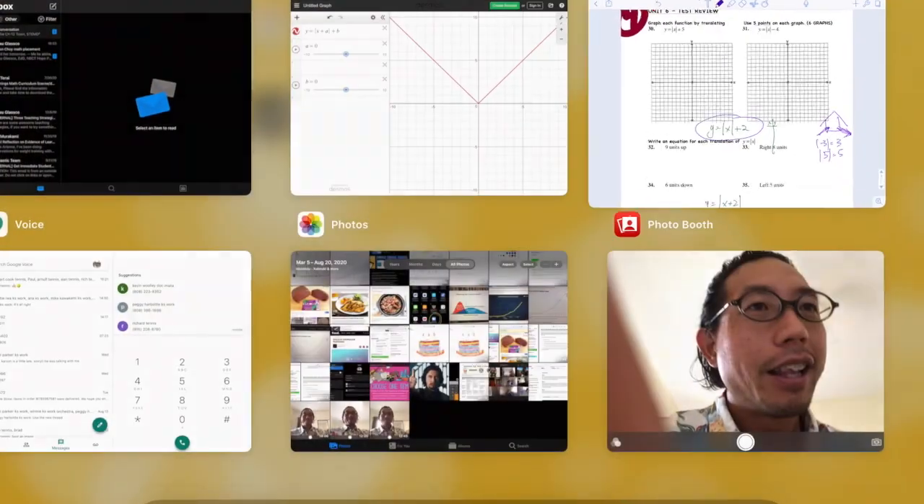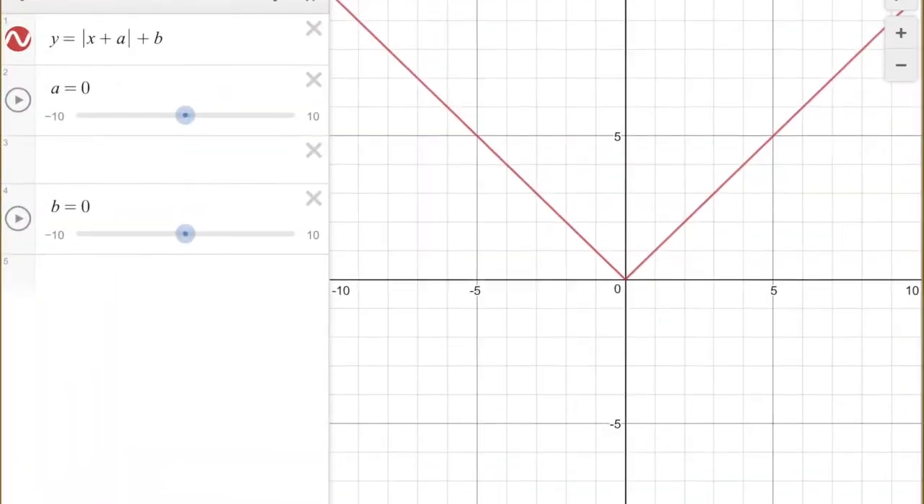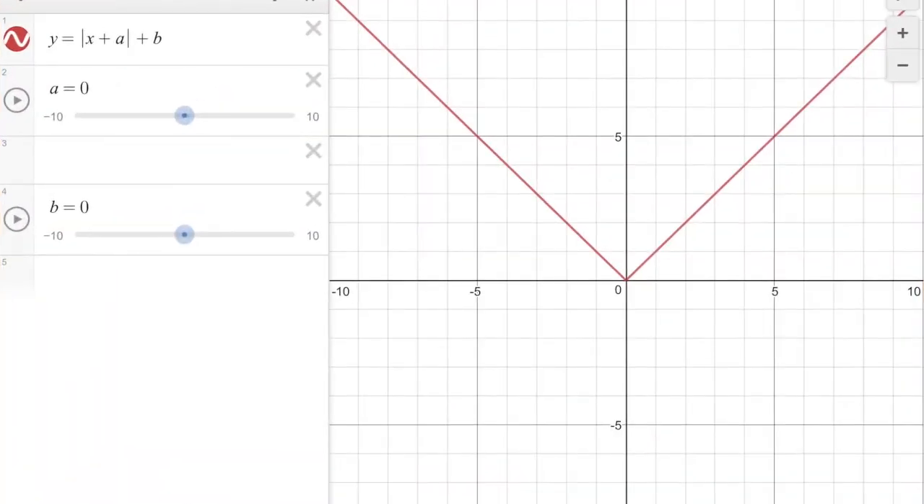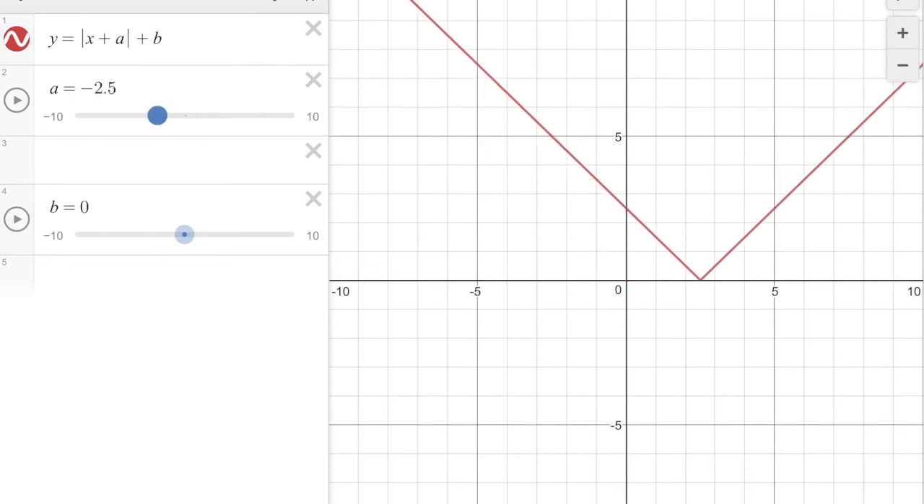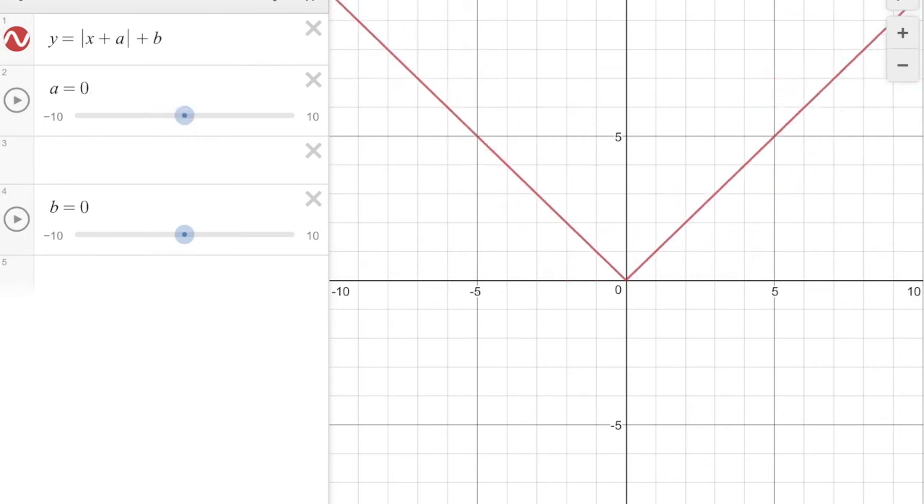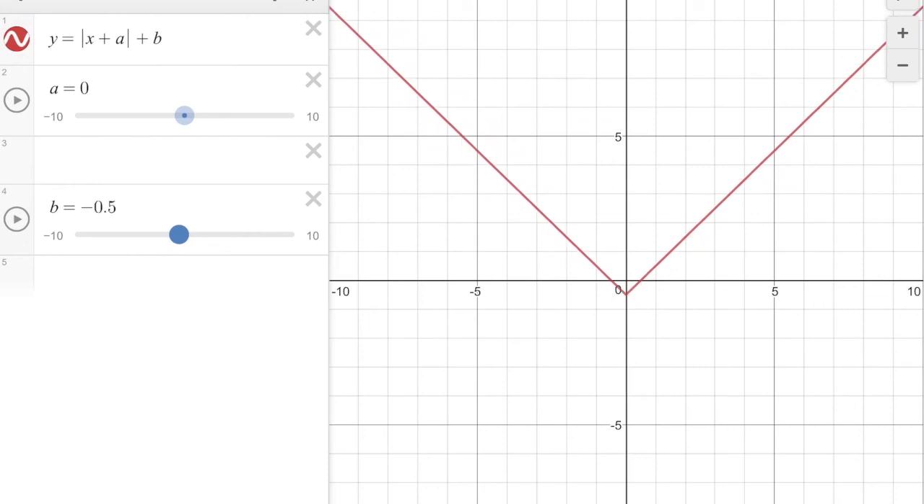Now, here's the thing. Let me show you Desmos. Desmos is a great tool, and here's what I've set up. If you look on the top left, I can't draw on this, so you're just going to have to follow my words as carefully as you can. Y equals absolute value of x plus a, plus b. These are sliders. This adjusts the value of a, and this adjusts the value of b.